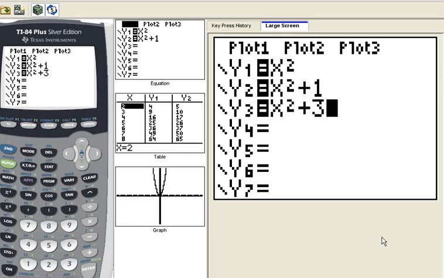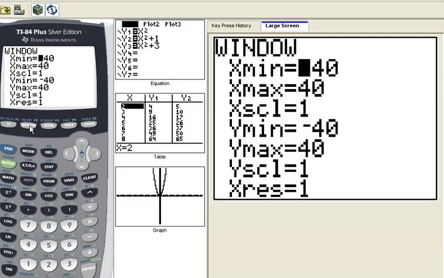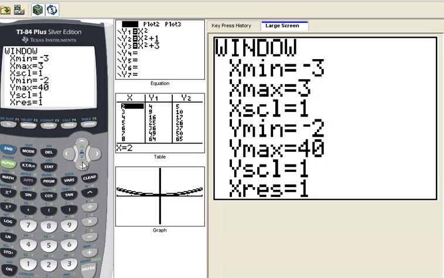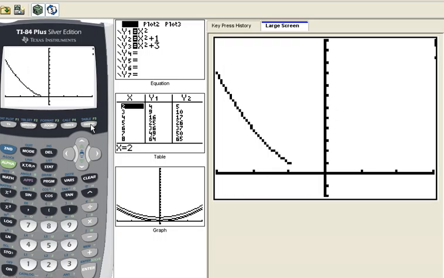Alright, so here I have the three equations in group 1, and now we're going to set up our window so that it looks like the graph that you have in your packet. You'll notice that the smallest value on the x-axis is -3, so we're going to make our window go from -3, and then the greatest value is 3. The scale is 1, and the y minimum looks like it's -2. And the y max looks like it's 12. And then y scale is 1. So I'm going to graph these, and there's what it looks like.